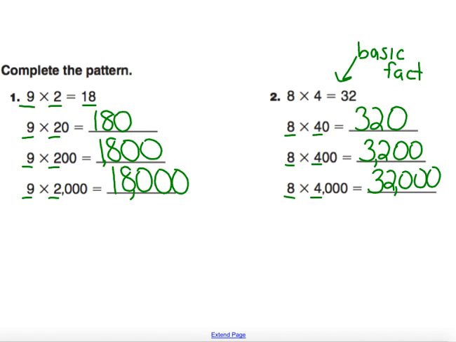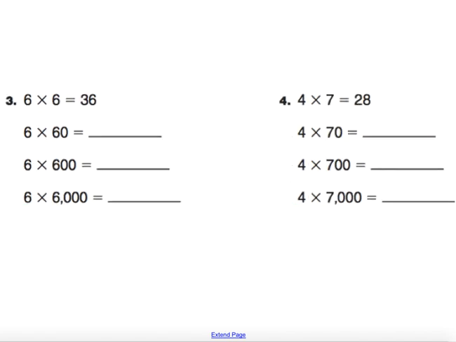Now it's your turn. Please copy numbers 3 and 4 into your notebook and solve. Remember, you can pause this video at any time and rewind if need be.